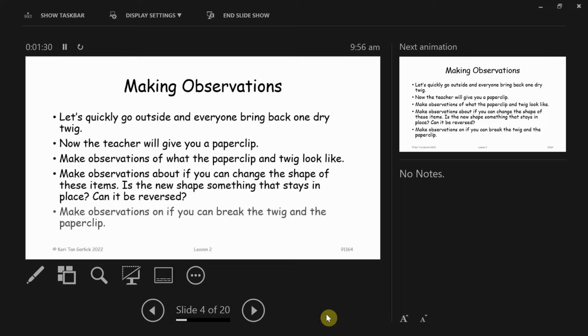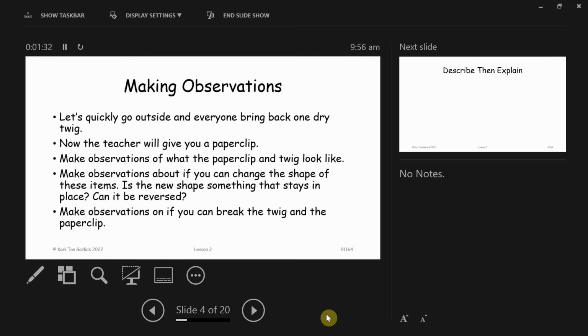Make some observations, chit chat. If you do want to write it down, you're welcome to. But I just want to get you guys started to think about it. The other thing you can do in my observation is to try to break the twig and to try to break the paperclip. Very hard. So have a little play for a few minutes. Make some observations. See if you can break the paperclip. See if you can break your twig.